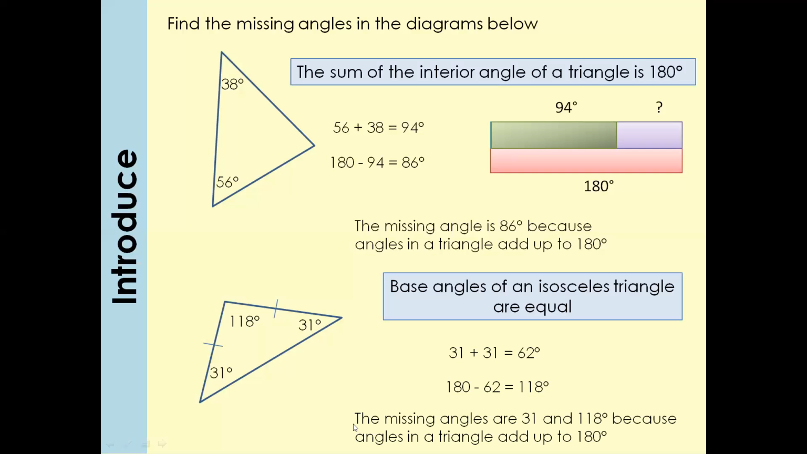And again, you need to give the reason for that. For this one, the missing angles are this one 31 here. The reason for that is this, and 118, because the angles in a triangle, they add up to 180 degrees.